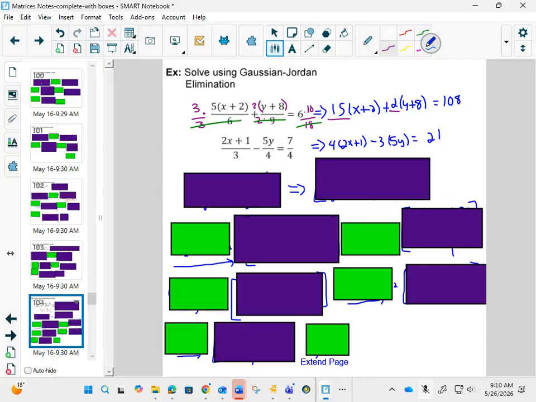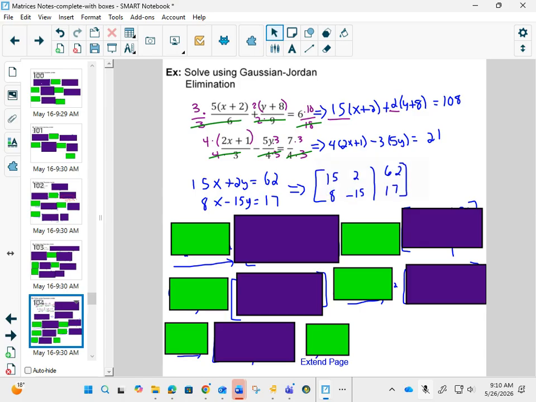So for example, in this next one, what's the common denominator between 3 and 4? It would be 12. So I would take this first one and multiply the top by 4 and the bottom by 4. The second one, the top by 3 and the bottom by 3. If I had a common denominator of 12 in each of those fractions, I could now multiply everything by 12, which would just get rid of those denominators. And I have 4 times 2x plus 1, 3 times the 5y, 7 times the 3. Rearrange this until I get my starting matrix.